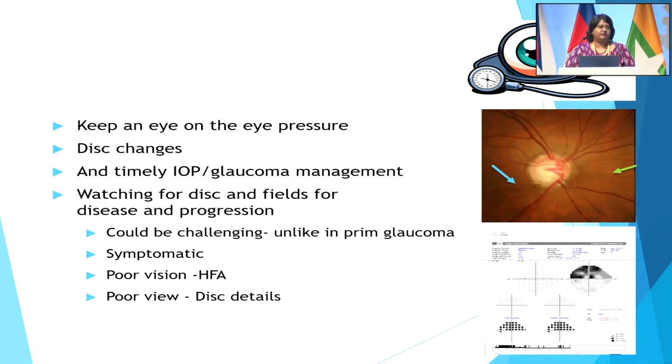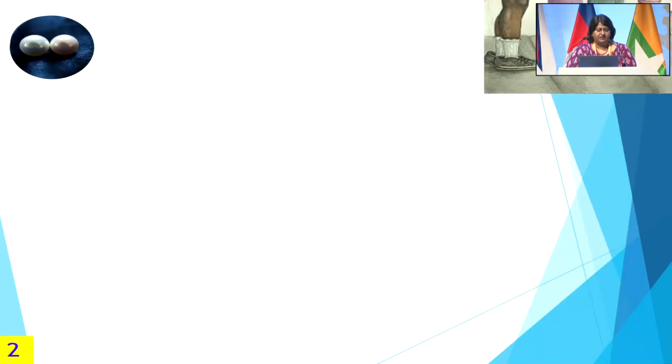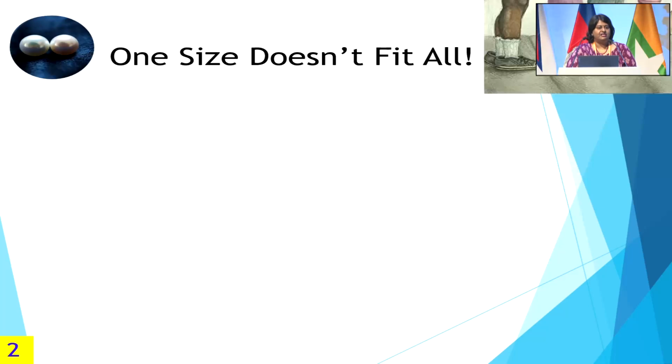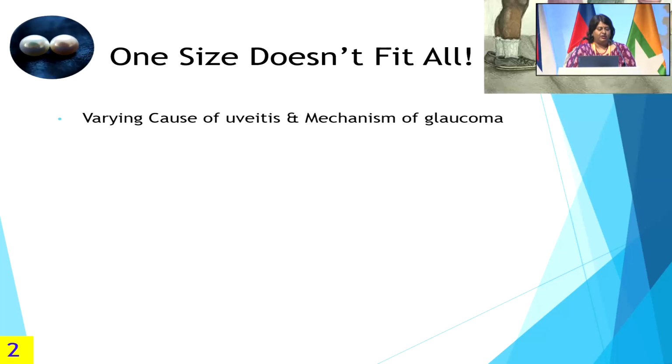This is because many of the uveitis patients are symptomatic at presentation. They usually tend to do poor visual fields because of the symptoms itself and because many have poor vision. And the view to the disc itself is hindered by the opacities, and hence glaucoma detection itself is challenging. The second pearl here is one size doesn't fit all. What it means is there are varying causes for uveitis and the mechanism of glaucoma also varies.